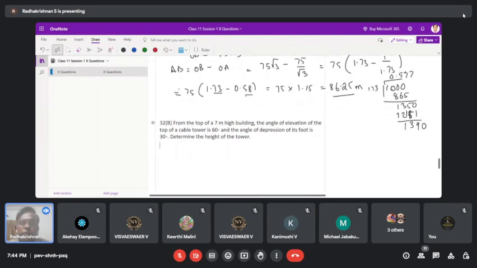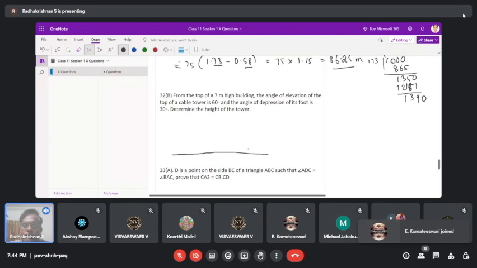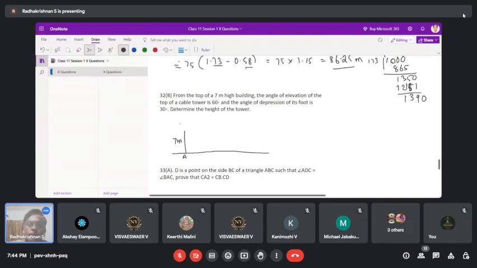Okay, this is again a similar problem. From the top of a 7-meter building, the angle of elevation of the top of a cable tower is 60 degree and the angle of depression of its foot is 30 degree. Determine the height of the tower. So here also there is a plane surface and there is a 7-meter high building. This is 7 meter. Let us say this is AB. From the top of this, there is a cable tower here. So it's taller than the building.